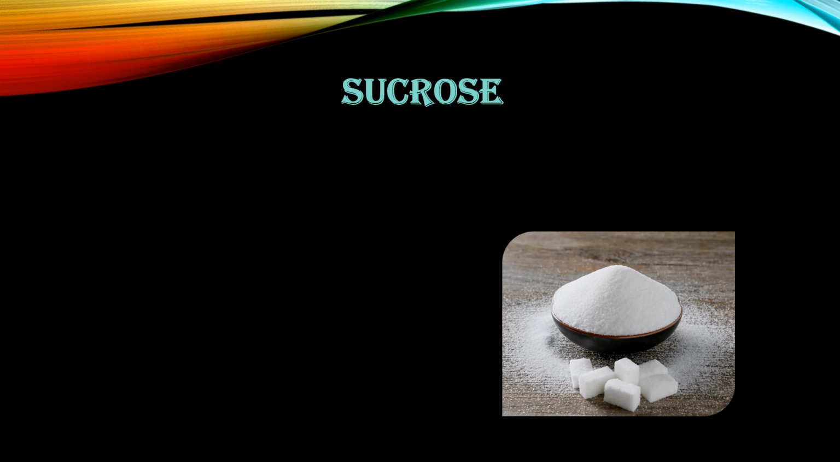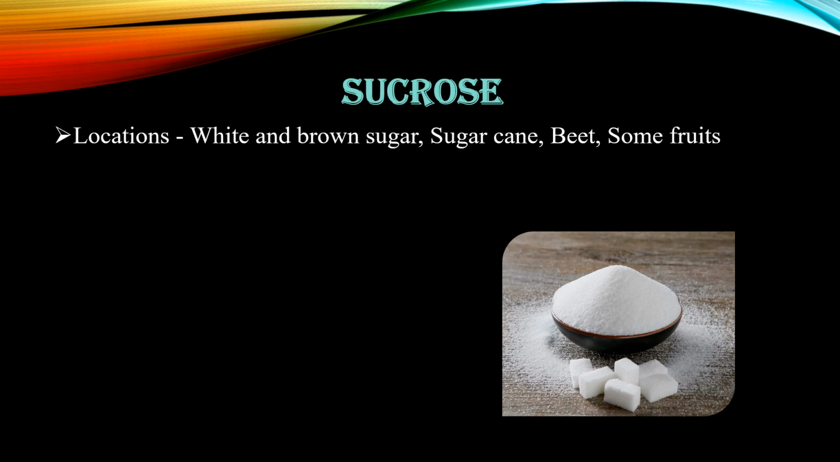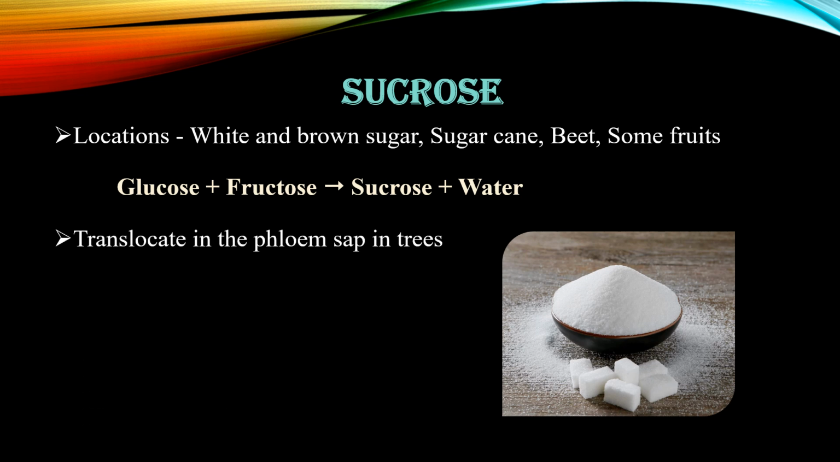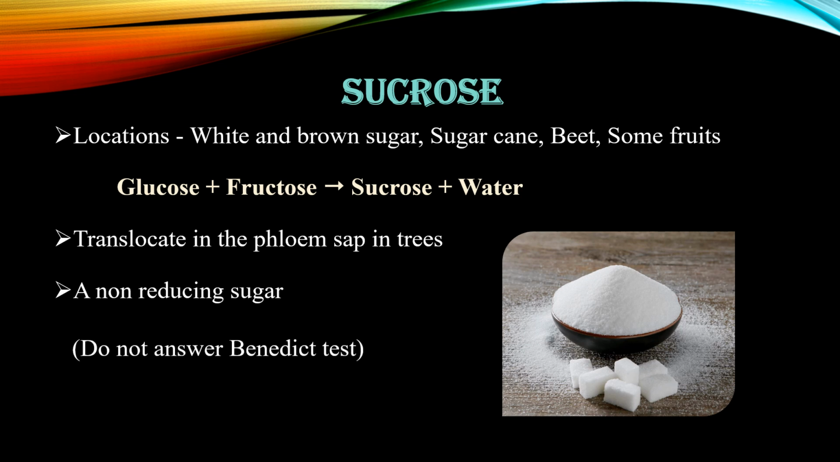Sucrose. You can find sucrose in white and brown sugar, sugarcane, beet, and some fruits. A glucose molecule and a fructose molecule combine to form sucrose and water. This is the type of carbohydrate which translocates in the phloem sap in trees. Sucrose is a non-reducing sugar, which means this does not answer the Benedict test.